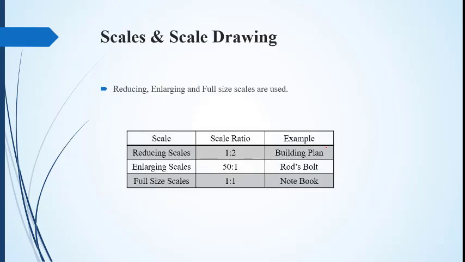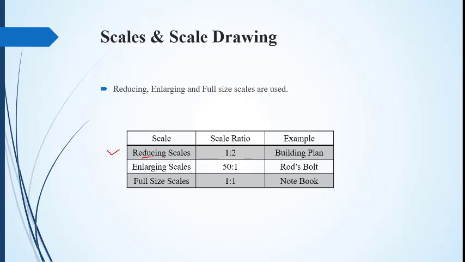Now coming towards the scales and scale drawing. There are three types of scales. The first one is reducing scales, the second one is enlarging scales, and the third one is full size scales. So what does it mean? I am going to explain one by one.